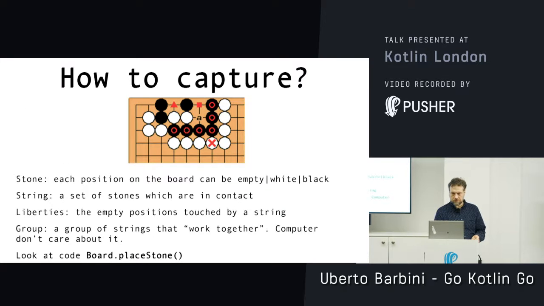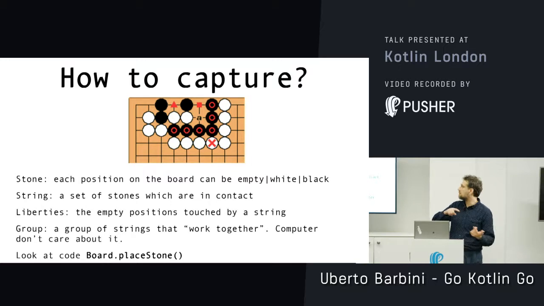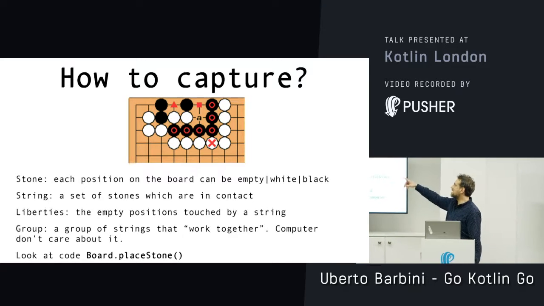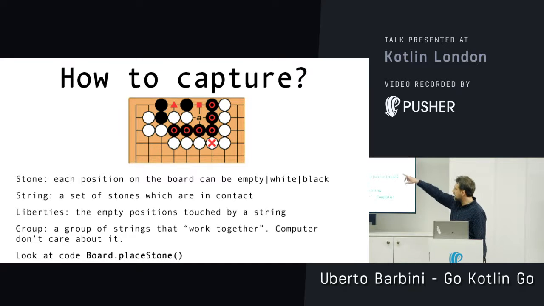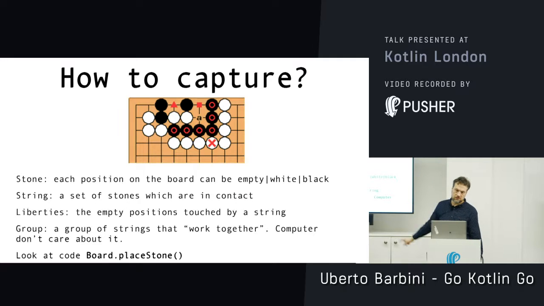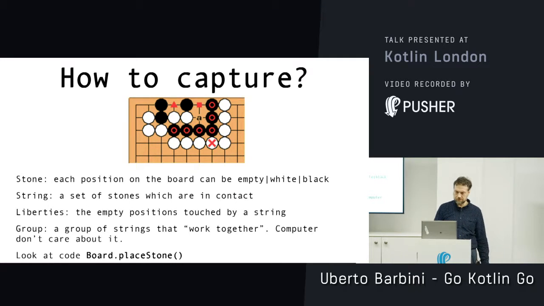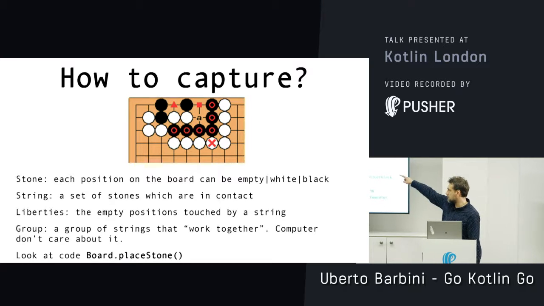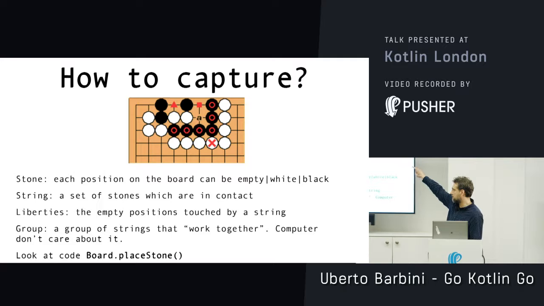Okay, back. Maybe these slides were actually before. Anyway, this is the explanation of how to capture. If you are the black one, and you put a stone where it's called A, you can hit the white. If you are white and I put the stone here, you can hit the black. So there is a lot of problem. And these are a few definitions. Each one is a stone. A set of stones is called a string. And the liberties are the empty points.